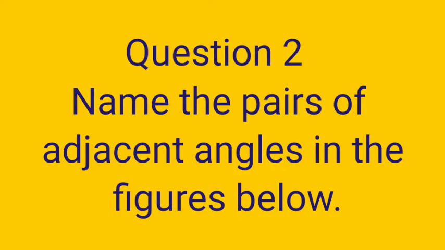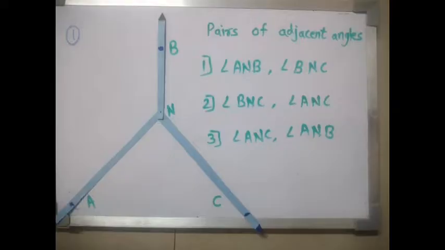Second question. Name the pairs of adjacent angles in the figure below. Pairs of adjacent angles. First, angle ANB and angle BNC. Second, angle BMC and angle ANC. Third, angle ANC and angle ANB. These three angles are adjacent angles.